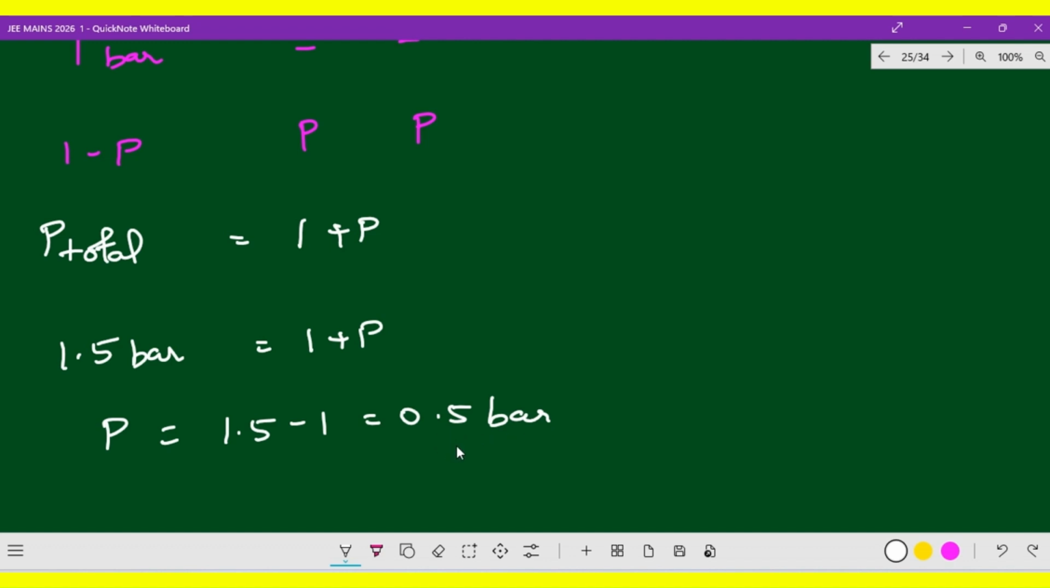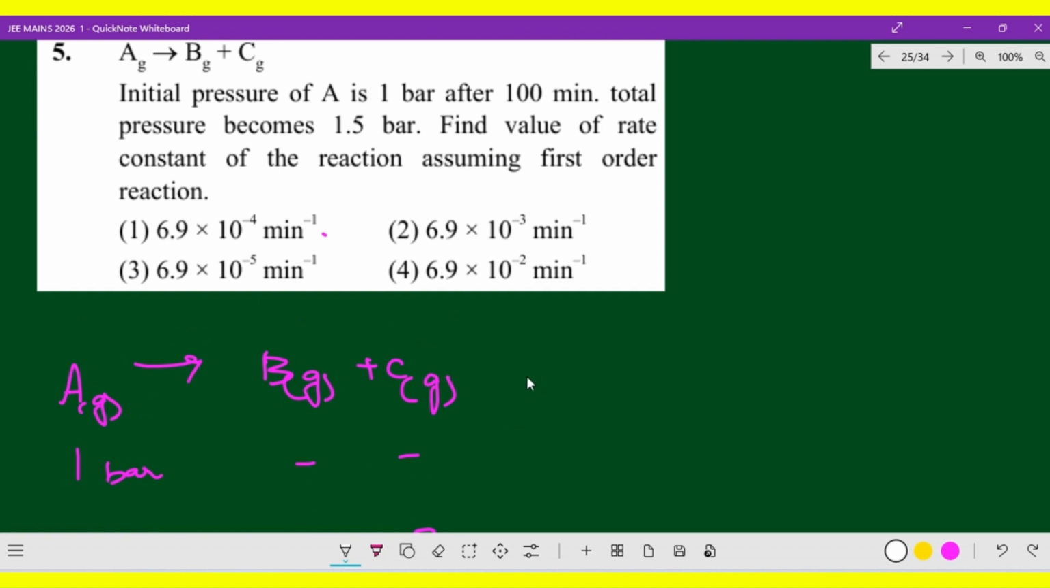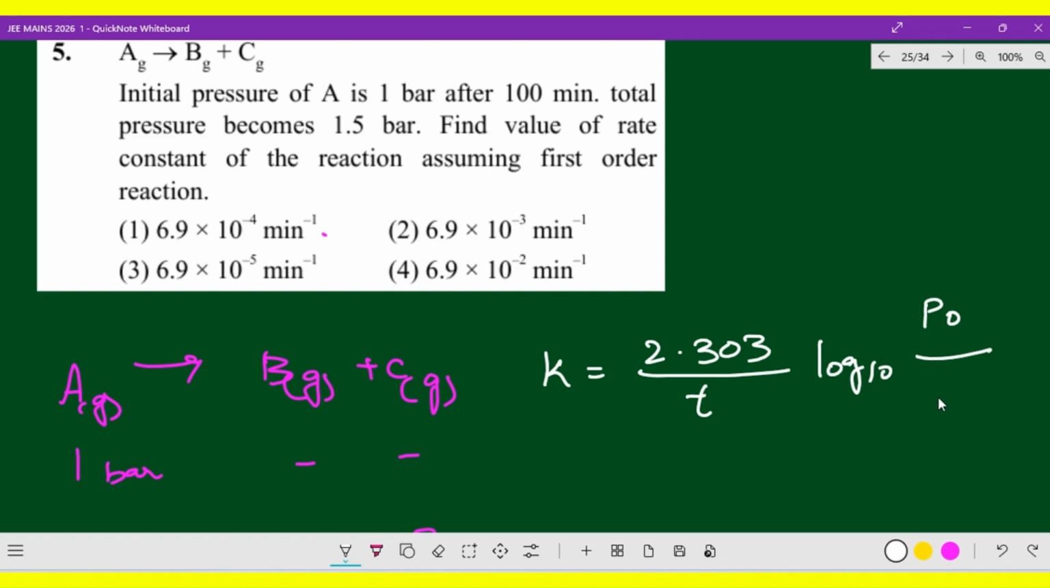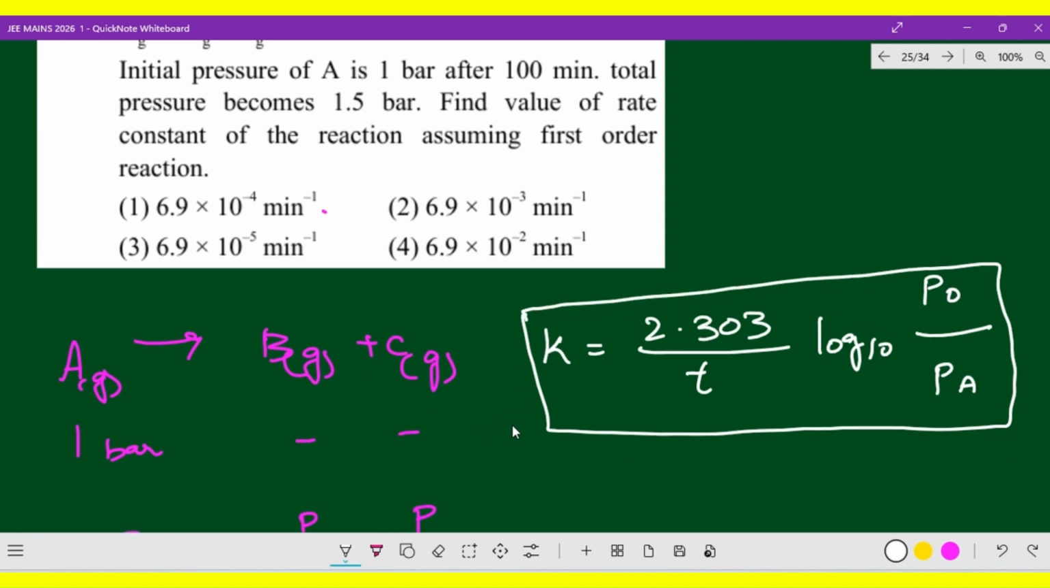Now we are going to use the first order reaction. What is the formula we generally use for first order? K equals 2.303 divided by t, log base 10 of P naught by P A. This is the formula we'll be using, where P naught is initial and P A is final.